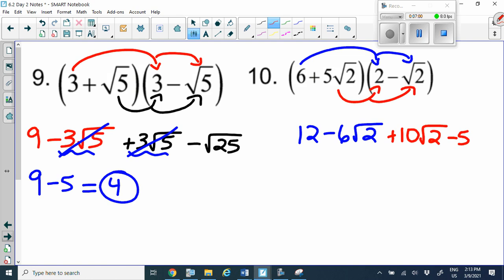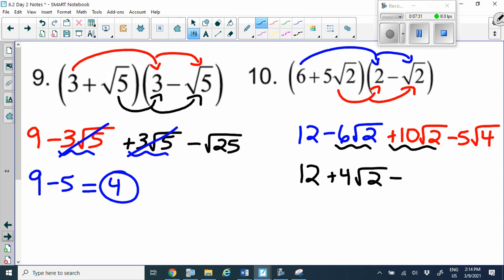So I have minus 5. Now my square root of 2's, because both of them are underneath the radical, I can multiply to give me square root of 4. Okay, let's see if we can combine any like terms and cancel things out. Okay, 12, I can't combine it with anything because there's no like term, so I just bring it down. But my negative square root of 2 and 10 square root of 2, because they have the same radical and the number underneath is exactly the same, I can go ahead and combine like terms. So I do negative 6 plus 10 to give me 4, and that's square root of 2. Then I have negative 5.